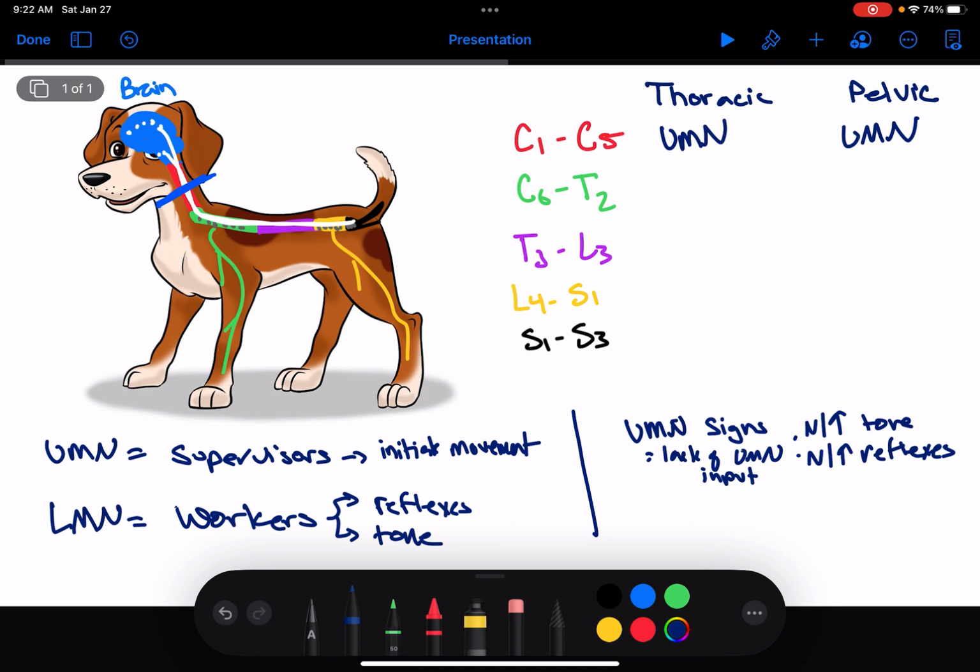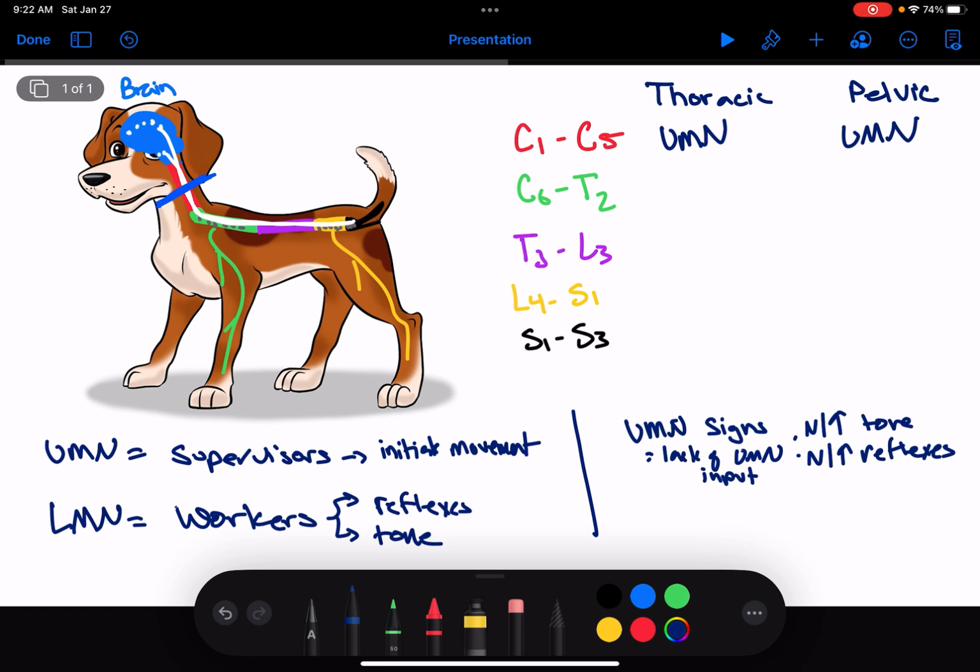In comparison, when we talk about lower motor neurons and their motor function, they have to be present because they're the ones who actually have to make the modulations to the machine through modulation of tone and reflexes. And so if they're not there, the supervisors can say, hey, move that leg till they're blue in the face, but it's just not going to happen because there's no one there to modulate that machine.